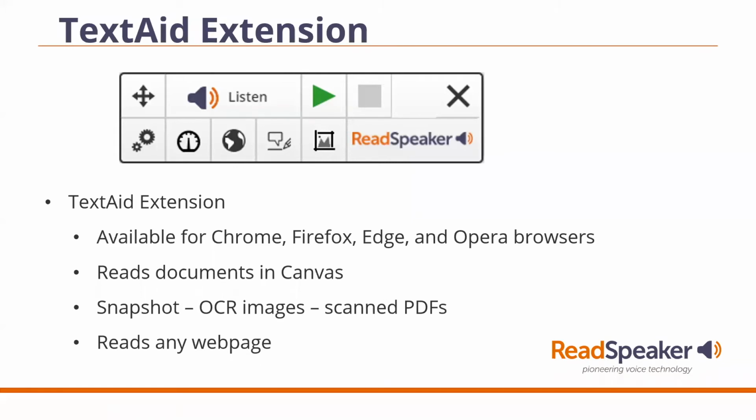It's on the extension, and basically it OCRs the text that's on the page. The TextAid extension is only available for Chrome, Firefox, Edge, and Opera browsers, and we use it by highlighting and clicking listen to read the documents inside the Canvas LMS. Now, one thing about TextAid, your Bookmarklet and your extension read any web page. You could be out on CNN, you could be on your bank page and you want to read something about how to apply for a loan or something like that. It can read all that to you.